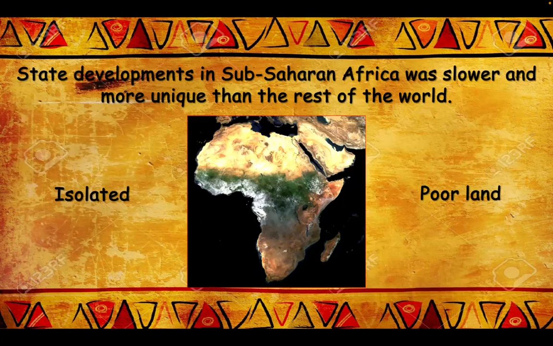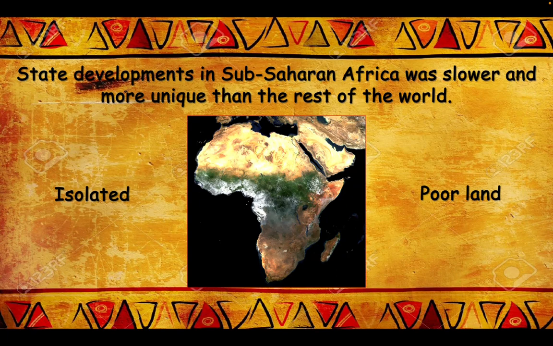So we begin with a little bit of context. This is going to be a little bit different because I'm setting the stage for state development. State development in sub-Saharan Africa was much slower and much more unique than the rest of the world, for two reasons. First of all, sub-Saharan Africa, Africa below the Sahara Desert, was very isolated. Whereas other areas had contact with past classical empires, this place didn't.